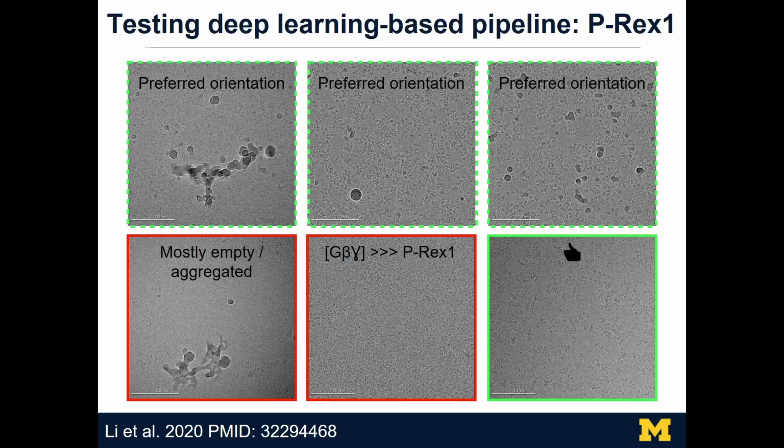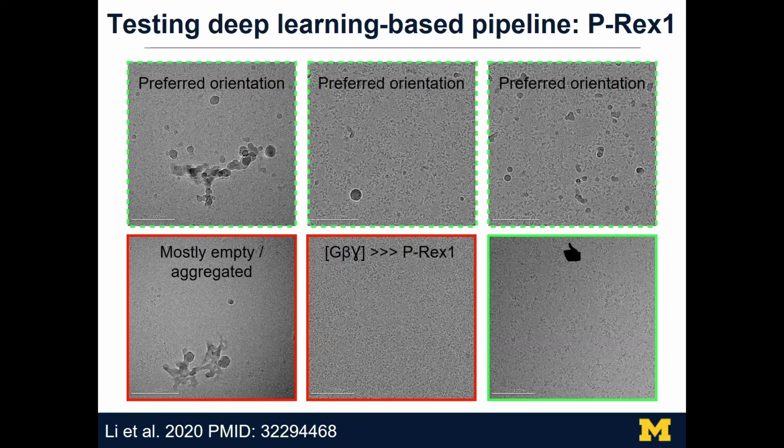Only one of the 6 data sets is a good one. So basically the last one is a good one. All the other 5 have different problems. On the first row, the upper row, the data set has a severe preferred orientation. And one of them is mostly empty and aggregated, so the data quality was actually very bad.